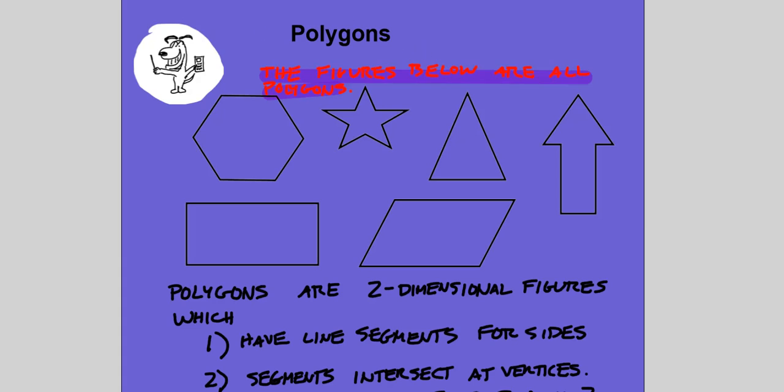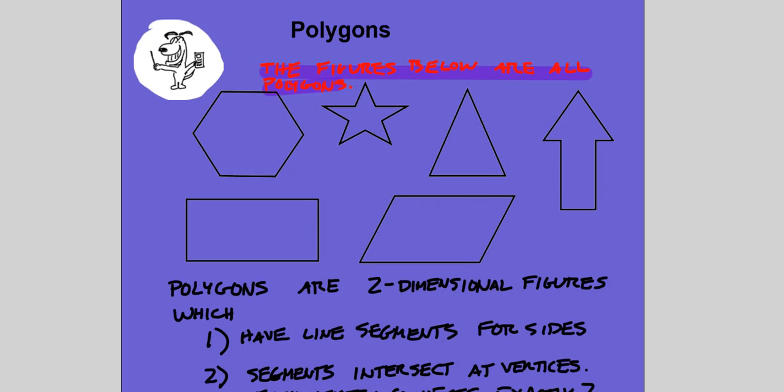So before we talk about quadrilaterals, we're going to talk about polygons. All these figures below here are polygons. They all have sides, line segments for sides. This star, these are all line segments. This triangle, those are line segments. They all are connected. It's an enclosed figure. This is a triangle. Again, this arrow is a polygon. Those are all line segments. This is a rectangle. This is a parallelogram. Those are just some examples of polygons.